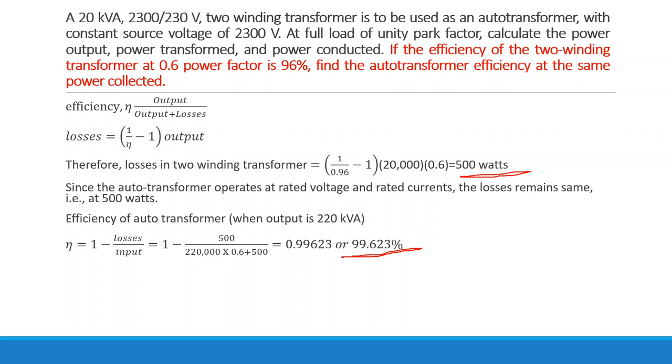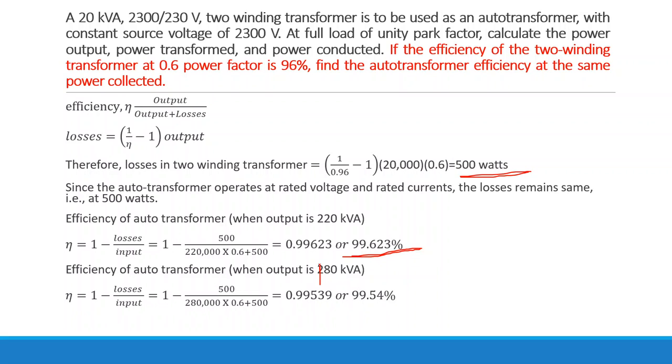So what you can see, when you are using the same transformer as an auto transformer, the efficiency is increased from 96% to 99.6%. Also the rating is increased from 20 to 220 kVA. For 180 kVA, sorry, it should be 180, not 280. For a 180 kVA transformer, what is the efficiency? In the same way you can calculate, and it is coming 99.54%. It is slightly less than the efficiency for the 220 kVA transformer, but it is higher than the efficiency of the two winding transformer at the same load power factor.